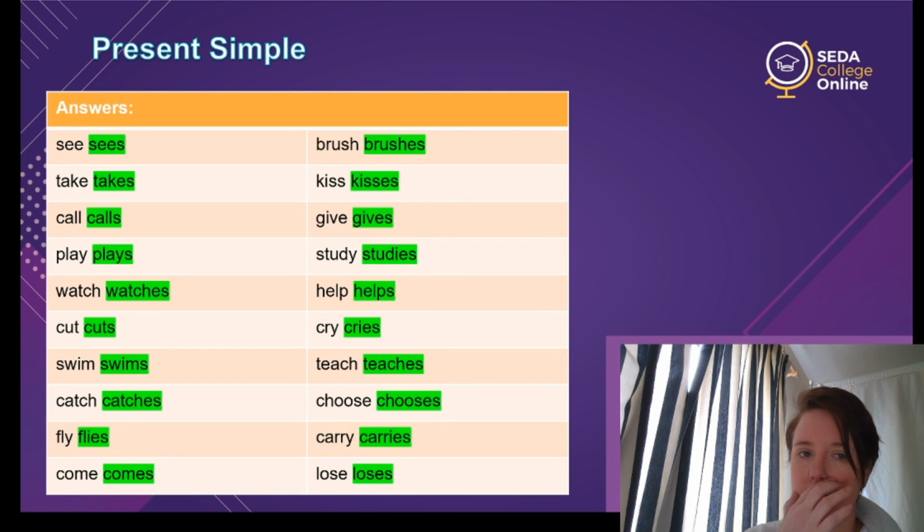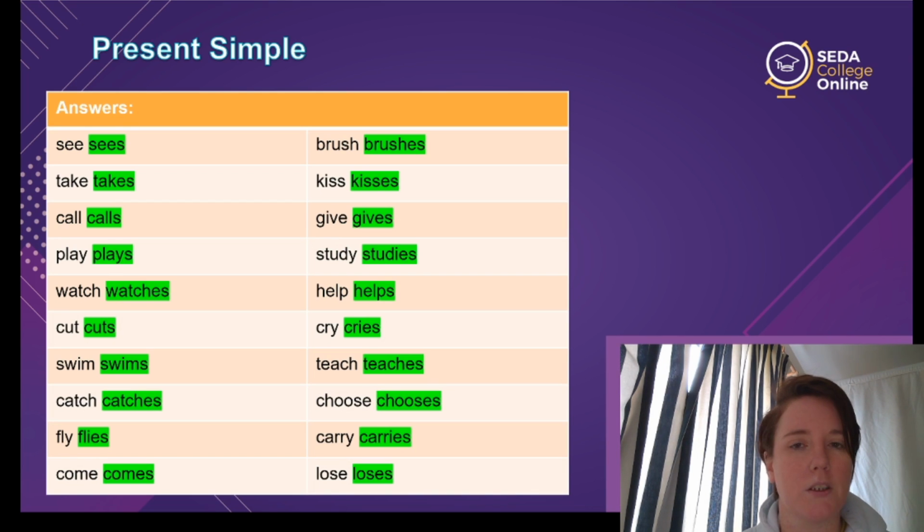Okay, so C becomes C's. We only add S. Take becomes takes. Again, it ends in E. We only add S. Call becomes calls. Play becomes plays. Now you're going to ask me, well, why do I not change that to IES? Well, play has a vowel before Y, so we don't put IES, okay? So you keep the Y and just add S to this one.